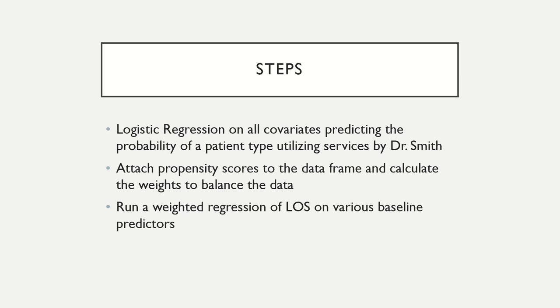Second, we will calculate and attach propensity scores to the data frame, and then calculate the weights in order to balance the data and remove the confounding. Lastly, we will run a weighted regression on length of stay on various baseline factors to evaluate the impact of Dr. Smith on length of stay without confounding.